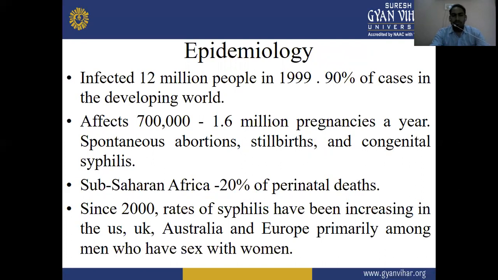And last one, what is congenital syphilis? Congenital syphilis is a chronic infectious disease caused by the spirochete Treponema pallidum and acquired by the fetus in the uterus before birth.